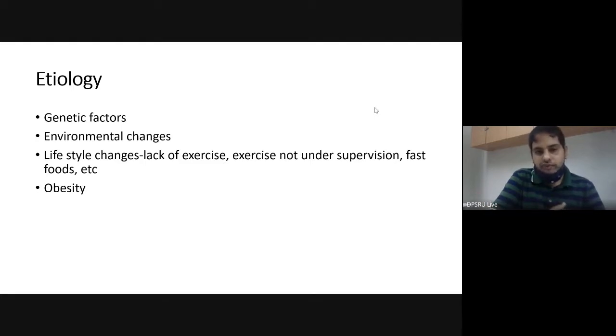Lifestyle changes, of course: lack of exercise, and someone doing heavy exercise or exercise not under supervision, also results in joint problems. Fast foods and other things also contribute. These all are risk factors or contributors for the development of arthritis. Obesity is also one of the problems, particularly with osteoarthritis. If the person is obese, there is a chance that the person could develop osteoarthritis, because the load on the joints will be increased much more when the person is obese. And these large joints, knee joints, will bear a lot of weight. So it definitely destroys the cartilage.